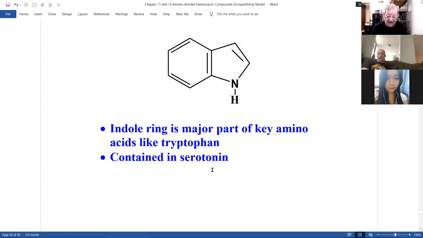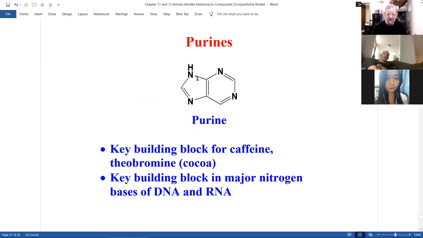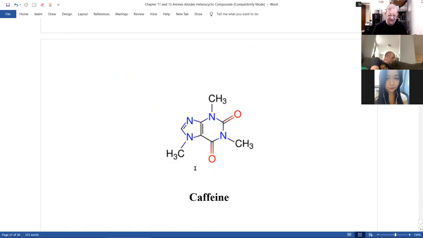Now, we have something called indoles. That's this heterocyclic, and you find that in serotonin, important compound in your brain. And these are called purines, again. Now, purines are the building block for some you might have heard of, caffeine, and something you might not have heard of, theobromine, which is the major ingredient and flavoring agent in cocoa, meaning chocolate.